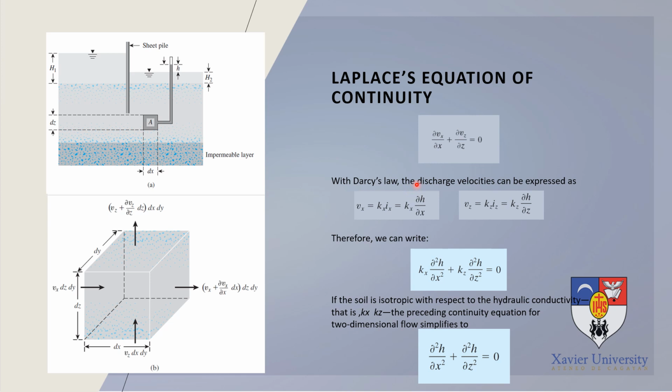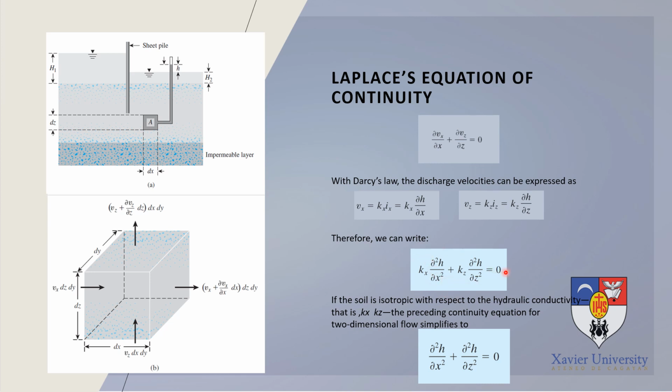So with this one, and then in combination with Darcy's law, which says the discharge velocities can be expressed with this one, Vx is equal to Kxix. Therefore, we can write this equation to this equation.